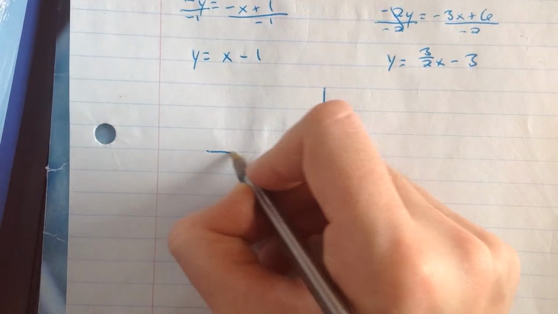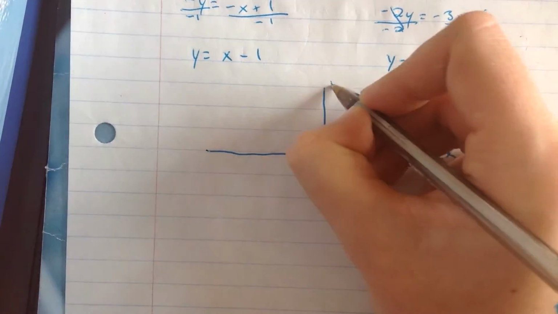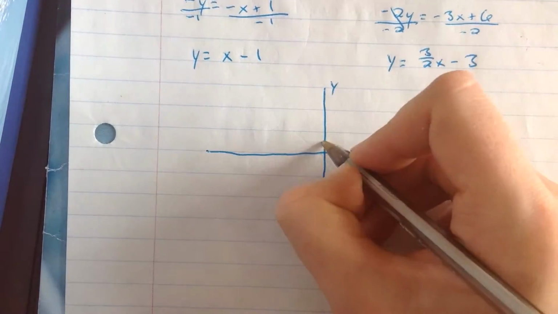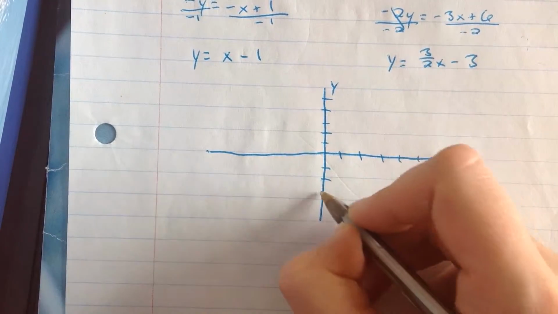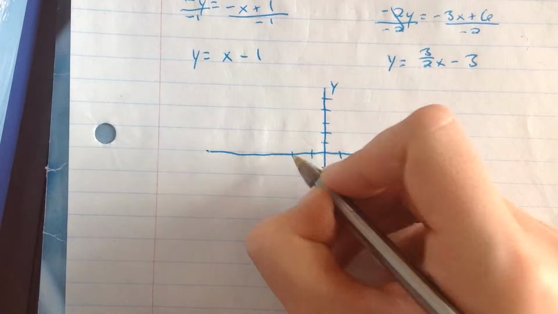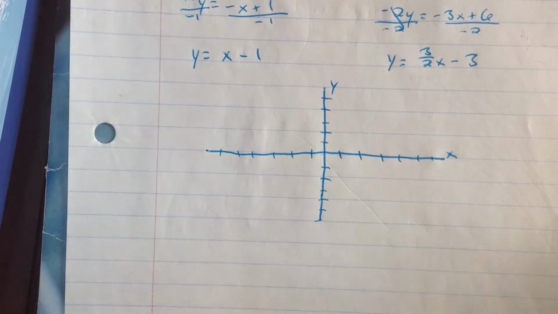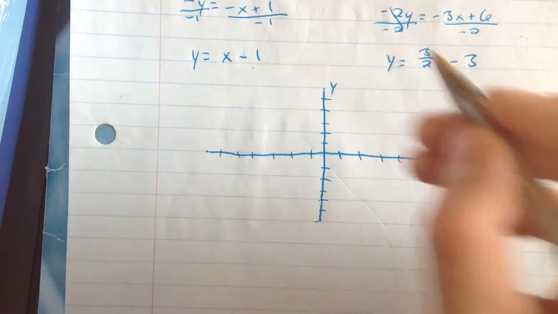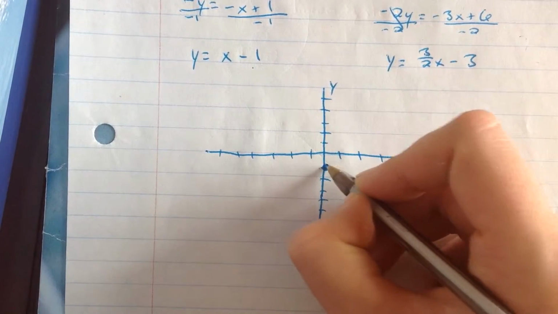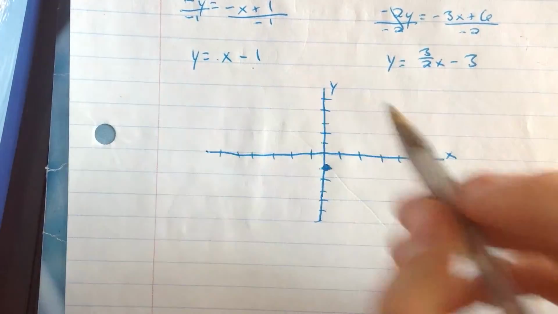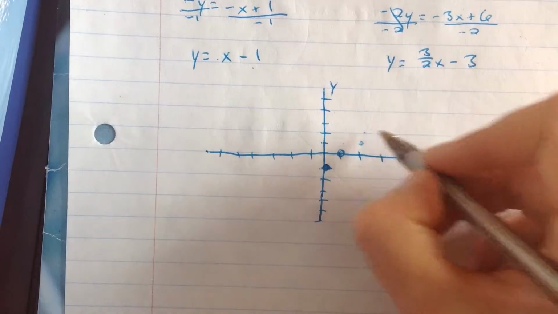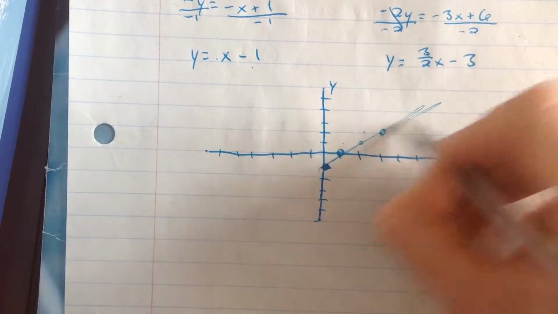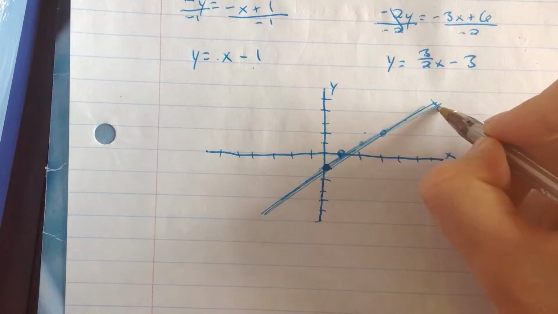So we have our coordinate system. Put on our scale factors. In this case, we're going to assume each line is a 1. Graphing the first one, our y-intercept puts us down at negative 1 on the y. Our slope of 1 means up 1 over 1, up 1 over 1, and we'll continue on in this pattern and get a line like this.